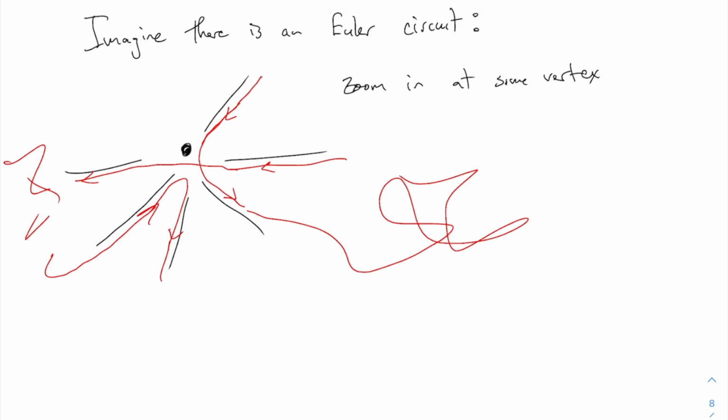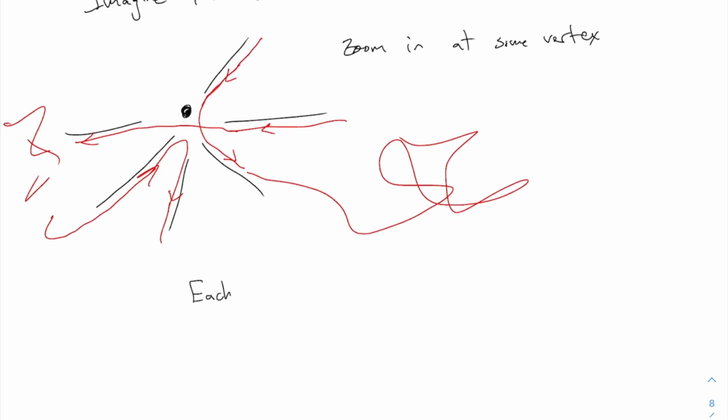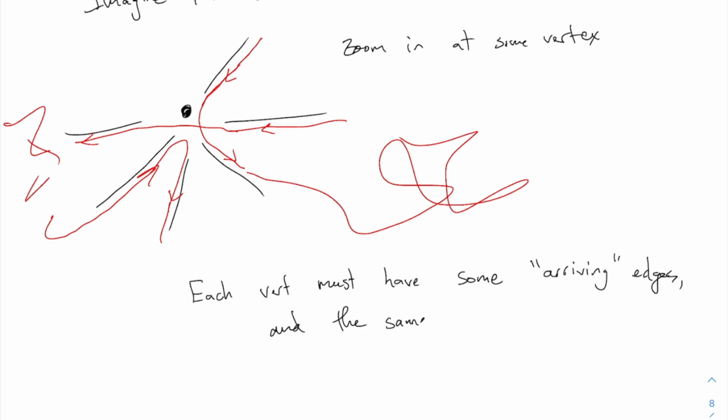So I'm going to say it in this way. Each vertex must have some, I will call them arriving edges, and the same number of leaving edges. And this is why there has to be an even number, because it's like half of the edges are sort of arrival edges, and the other half are the leaving edges.